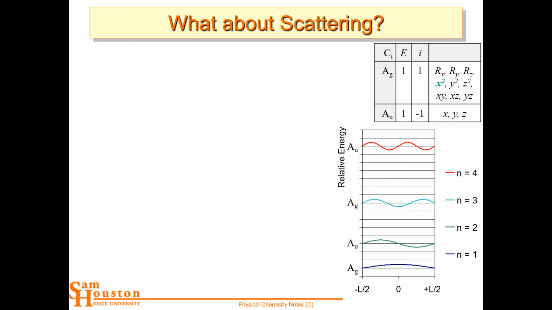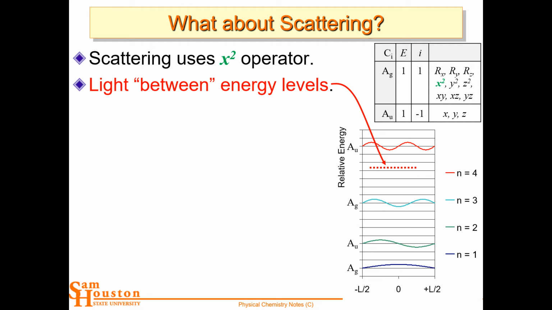So scattering uses the 2 photons, and we only have 1 dimension, so it's got to be x squared. So a photon coming in, x polarized, and leaving, x polarized. So the way scattering works is it's more efficient if the incoming photon does not actually hit one of these levels. So we draw this little dashed line, and we call that a virtual level. It's not an energy level. But you'll see why we draw that here in a second.